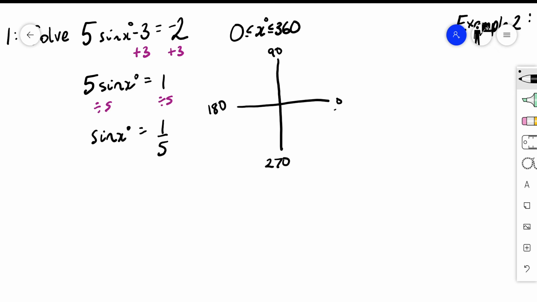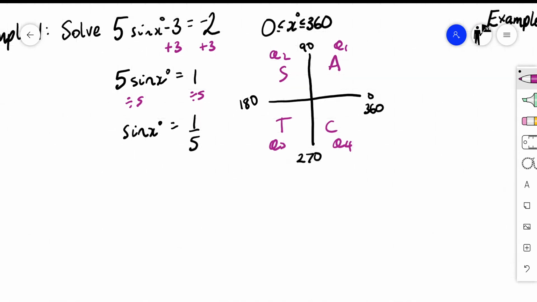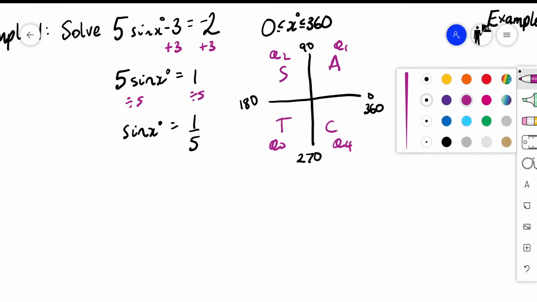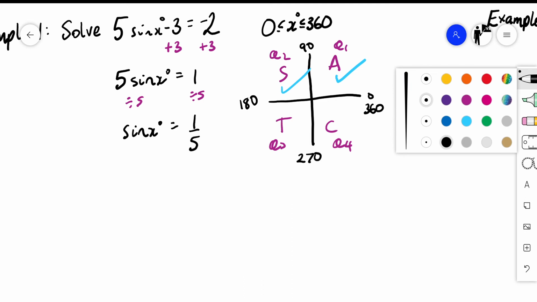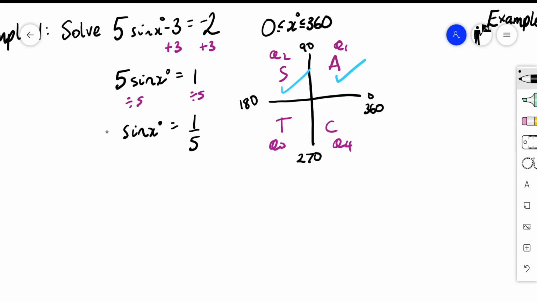as normal with our cast diagram. So all, sin, tan, cos: quadrant 1, quadrant 2, quadrant 3 and quadrant 4. We'll have a look at our equation. Sin x is equal to 1/5. That is a positive number. So I'm going to take the 2 places where sin is positive. They're all positive here, and sin is positive here. So I now know the 2 places where I'm going to tick.